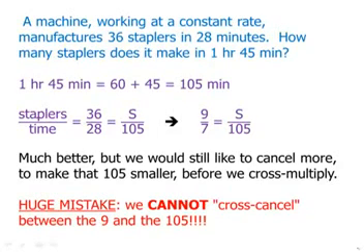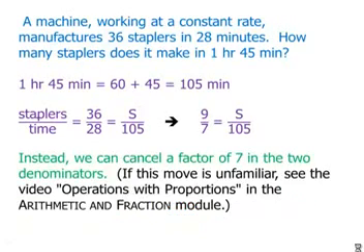Another huge mistake: we cannot cross-cancel between the 9 and the 105. That is an absolute nightmare, the wrong thing to do. And many people think that you are allowed to do that. Now, if this is all brand new to you, I would suggest you go back and watch the video Operations on Proportions, where we talk about this in great detail.